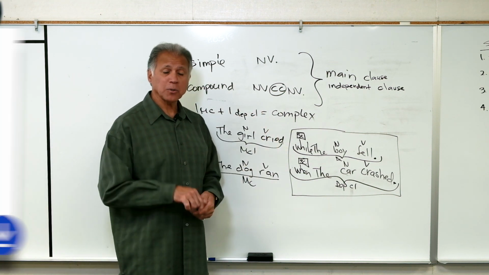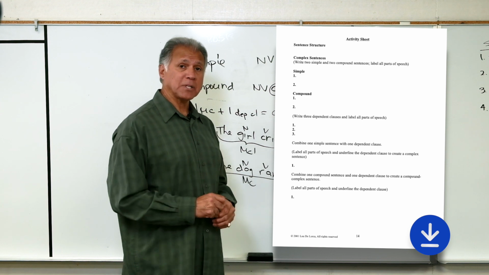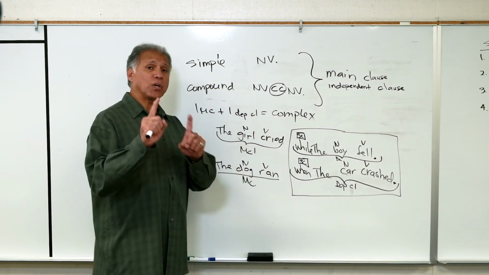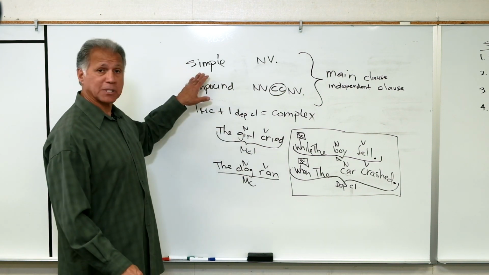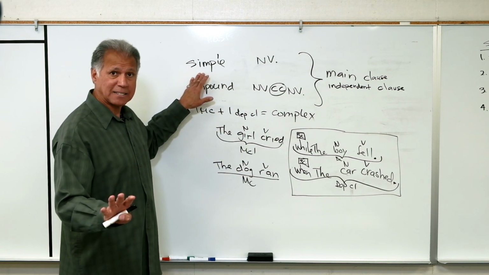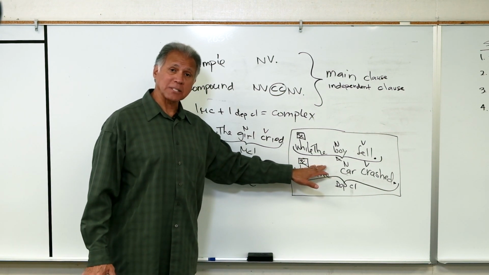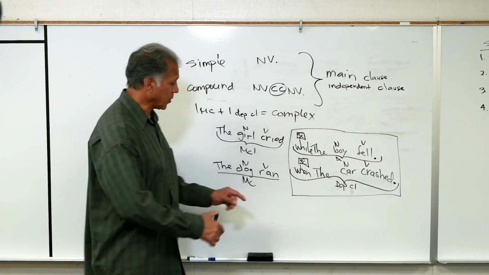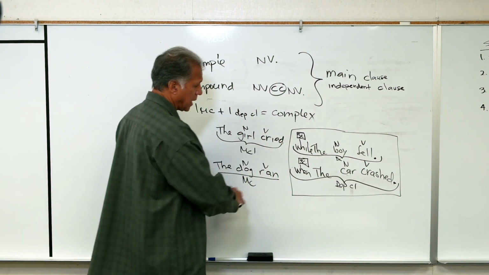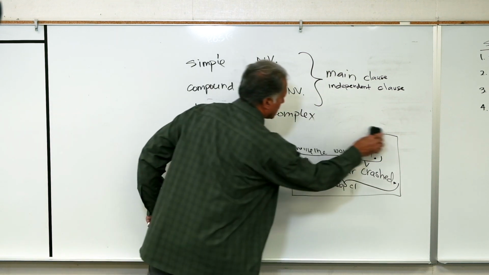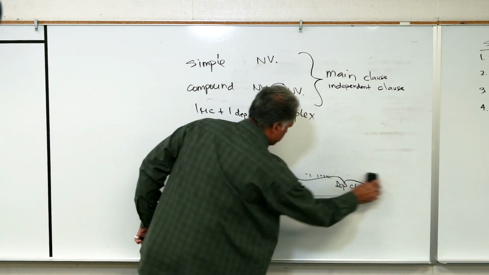So I want you to download the PDF at the bottom of this lesson and practice writing complex sentences using your simple sentences that you've already written and using the subordinating clauses you have already written. All you're going to do is combine them to make a complex sentence. So it'll look like one sentence structure.